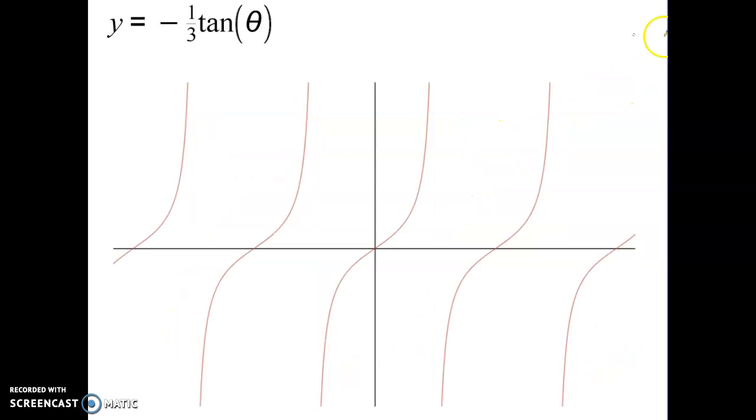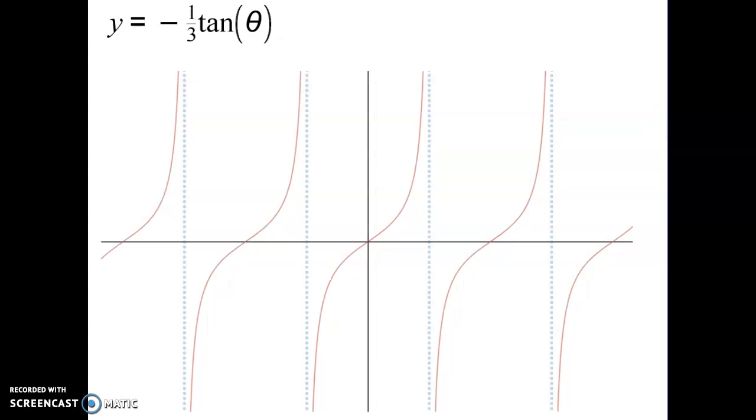All right, let's do tangent. So I've got -1/3 tangent theta. So that negative is going to be a flip. That 1/3, is that going to be a shrink or a stretch? Well, 1/3 is less than 1, so that's going to be a shrink. That doesn't affect what happens on the axis. So I'm still going to have zeros in these same places. It also doesn't affect my asymptotes. So I'm going to go ahead and put my asymptotes in there so I have something to aim for.